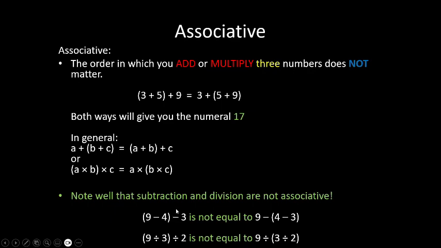And remember we spoke about PEMDAS, so we have to work out what's in the brackets first. Look at this one, 9 divided by 3 in brackets divided by 2 is not equal to 9 divided by, in brackets, 3 divided by 2. 9 divided by 3 gives us 3. 3 divided by 2, that's the answer. For this one, you will end up with 9 times 2 over 3, which gives us 18 over 3, which will be equal to 6.